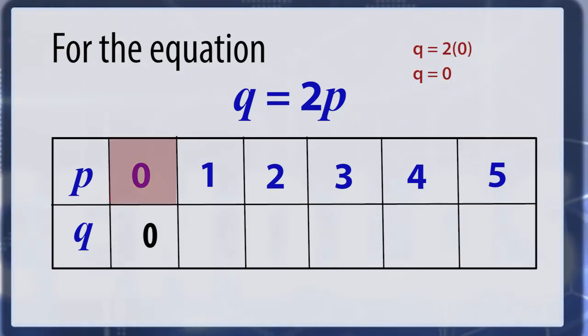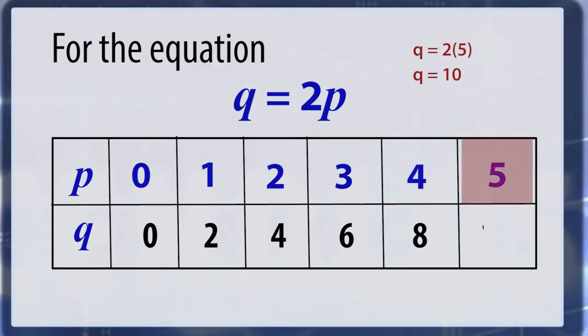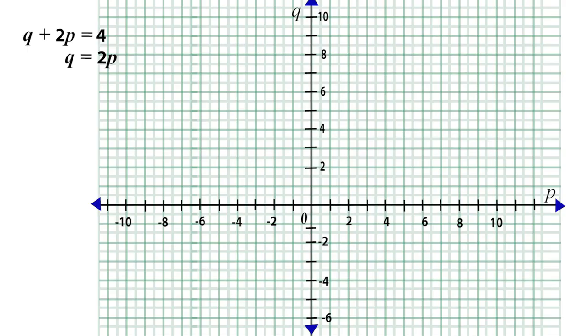When p is equal to 0, we have q is equal to 2 times 0, which is equal to 0. And when p is equal to 1, we have q is equal to 2 times 1, which is equal to 2. Also, when p is equal to 2, q is equal to 4. When p is equal to 3, we have q is equal to 6. When p is equal to 4, we have q is equal to 8. And finally, when p is equal to 5, q is equal to 10. Now, the graphs of the two equations are shown on your screen.